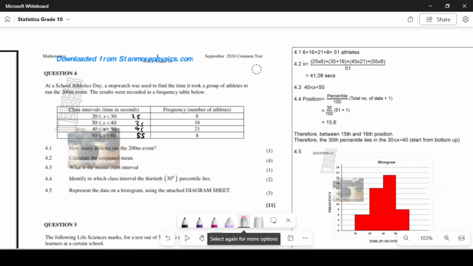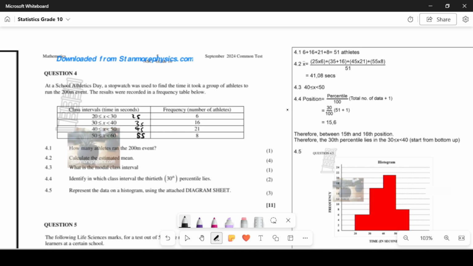And so, yeah, if we do that repeatedly, we'll get, on average, right, what's that one value that represents all of these data? It would be 41,08 seconds. So most of the athletes completed the 200-meter event in approximately 41,08 seconds. The modal class, out of all of these, which class interval had the highest frequency? It'll be this one here. X greater than or equal to 40 but less than 50, right?